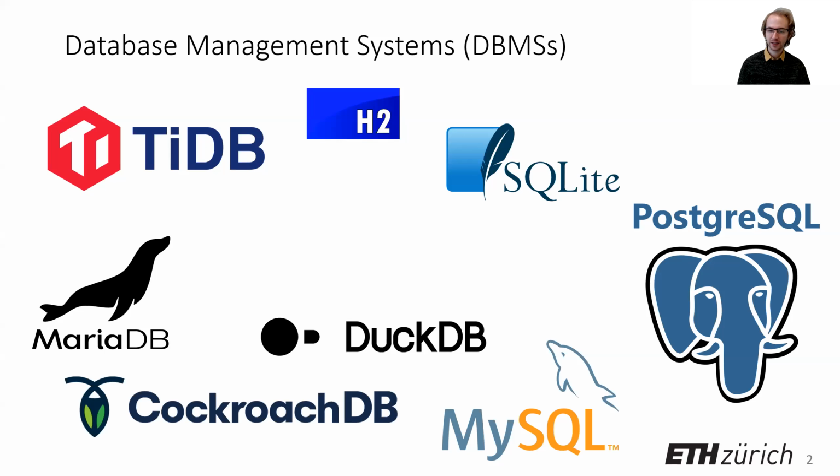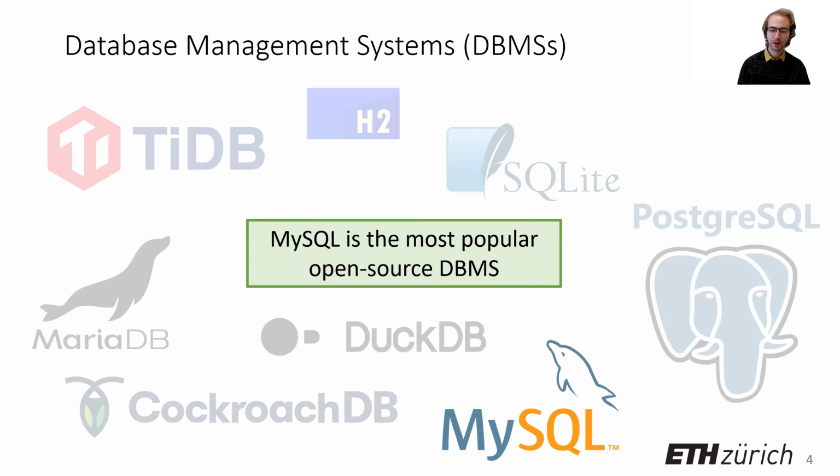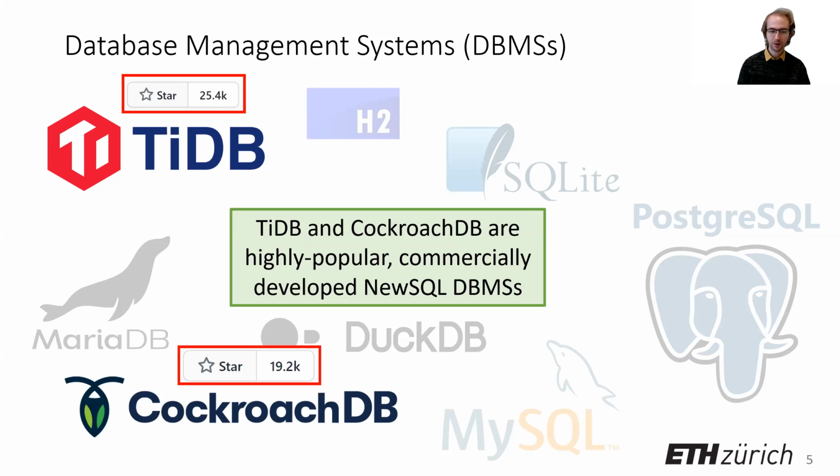Just to pick a couple of examples, SQLite is an embedded DBMS that is used within all of our mobile phones' operating systems. It's used embedded in many applications, for example, web browsers. And overall, the SQLite developers speculate that there are over 1 trillion SQLite databases that are in active use. As another example, I guess many of you have used or know MySQL, which is the most popular open source DBMS that we tested. Then TiDB and CockroachDB are highly popular as well, and they are prime examples of so-called NewSQL DBMSs, commercially developed by two companies.